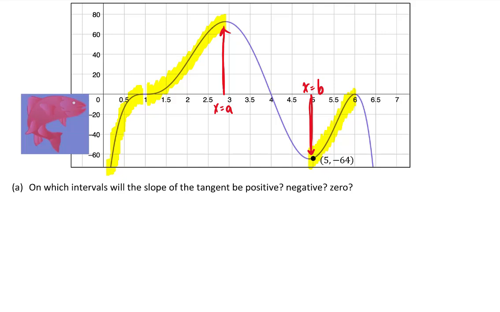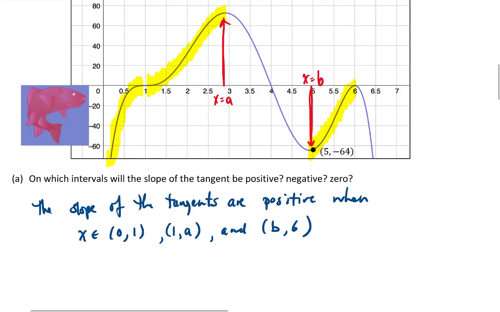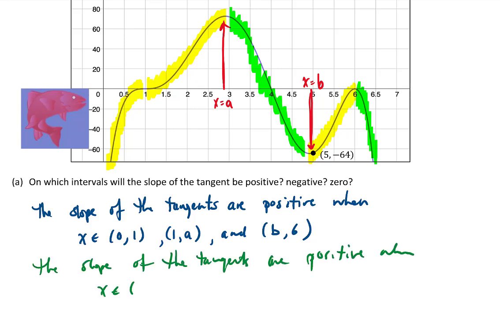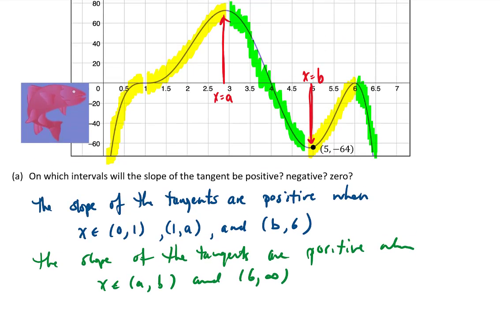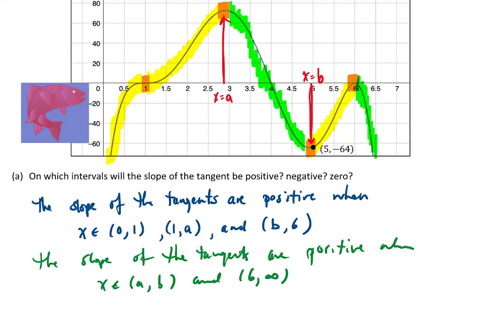Therefore, the slope of the tangent is positive on the following intervals. We can also see that the slopes of tangents are negative from a to b and from x equals 6 and onwards. And finally, the slope of the tangent would be equal to 0 at x equals 1, at x equals a, at x equals b, and at x equals 6.